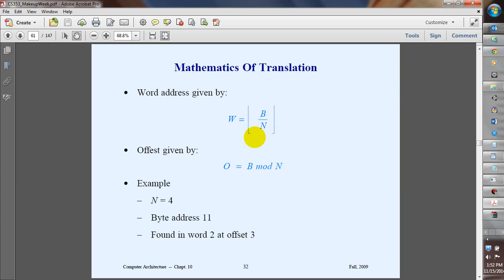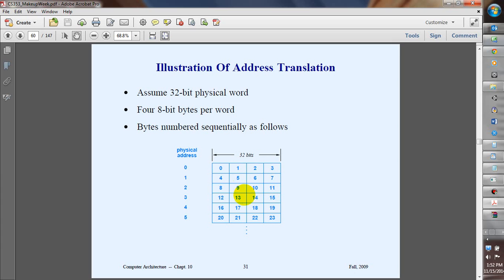So the offset is given by b mod n, where the word address is w equals b divided by n. So if we have n equals 4 and a byte address of 11, that would translate to a word address of 2 with an offset of 3. So again, 11 is a word address of 2, an offset of 0, 1, 2, 3. That is what 11 represents.